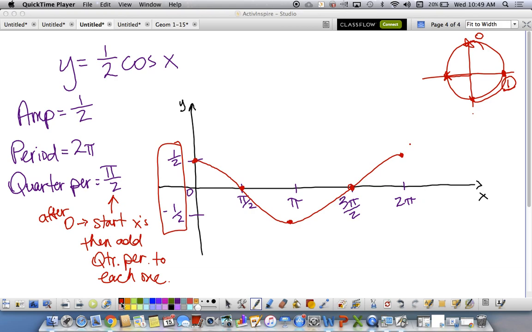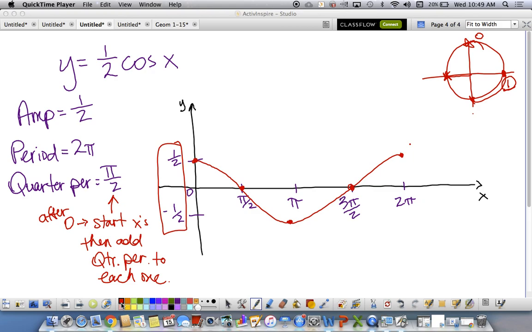For cosine: 1, 0, negative 1, 0, back to 1. For sine: 0, 1, 0, negative 1, back to 0.